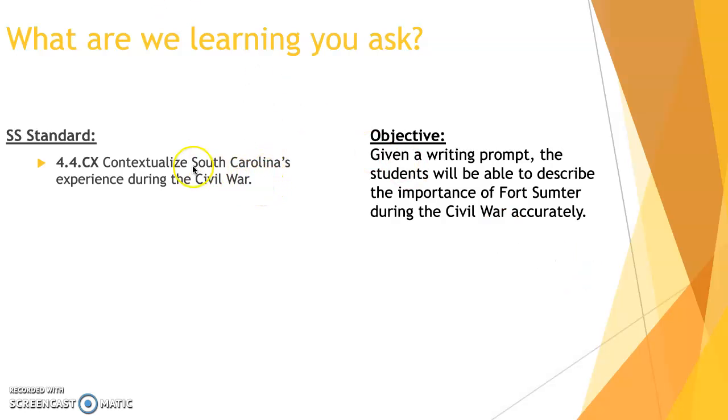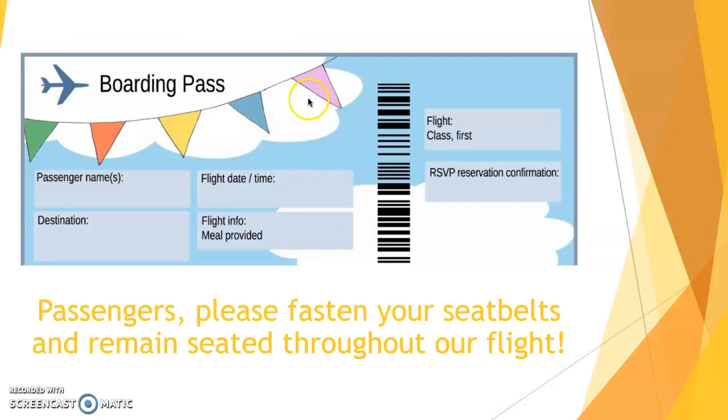So the standard that I chose was contextualize South Carolina's experience during the Civil War. The objective is, given a writing prompt, the students will be able to describe the importance of Fort Sumter during the Civil War accurately. So I would engage my students by handing them out boarding passes and telling them that we're going to go on a flight.